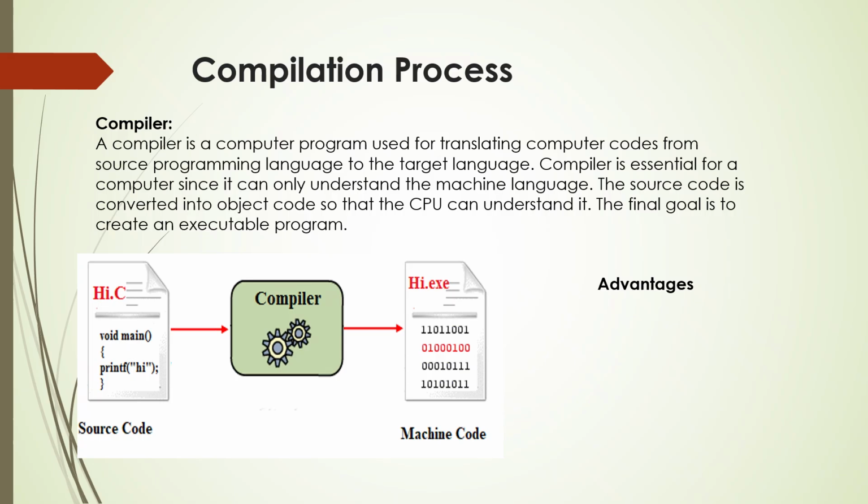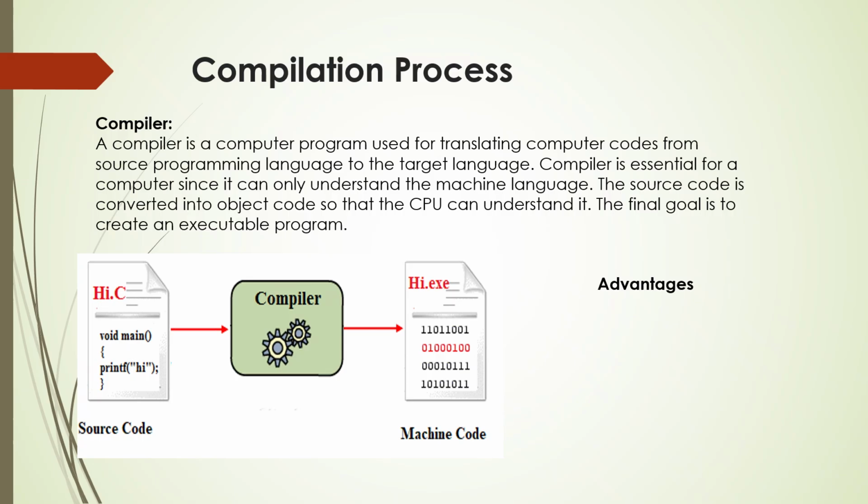The compiler reads the entire source code and converts it into another form, which is called machine code or object code. This is the language understood by the processor. After successful compilation, the object code is used to create an executable program, which can then be run on the computer. Let's understand the complete process step by step.